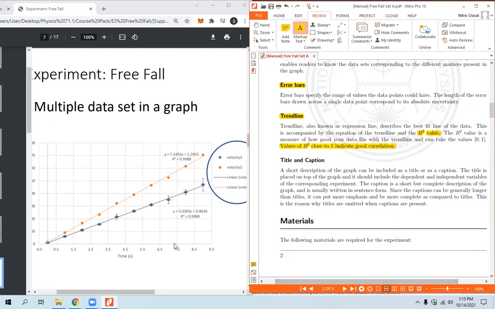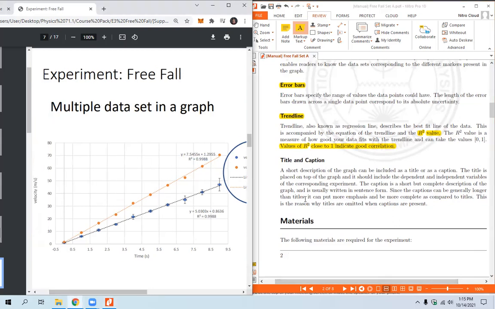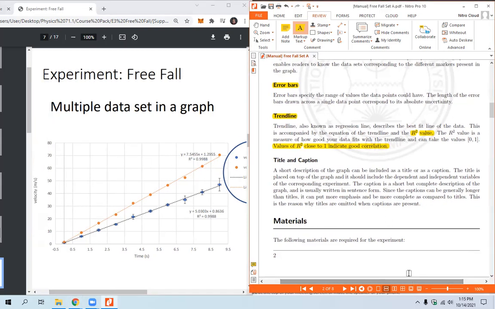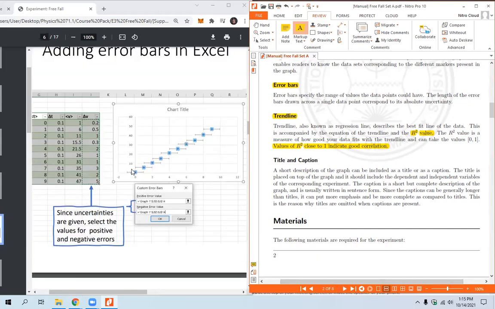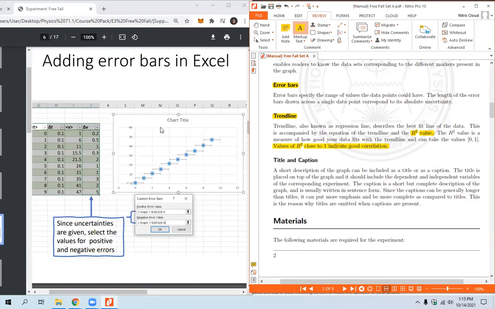And lastly, this my title and caption. So yung title, nilalagay usually yan sa taas ng graph. Let's see. Ito, default lang ng Microsoft Excel, chart title. Nalagay lang sa taas. So it normally includes my dependent and independent variables of my corresponding experiment.